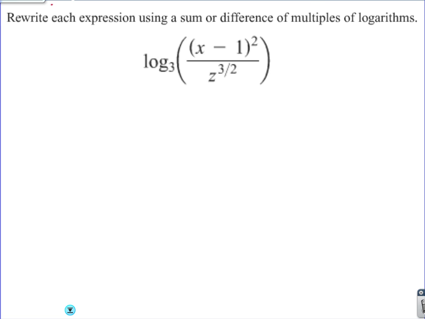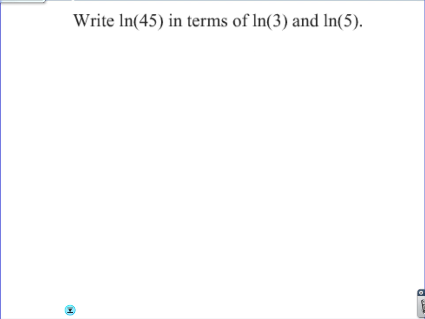Then we'll go into change of base tomorrow. Or Monday, excuse me. Write natural log of 45 in terms of 3 and 5. Any ideas? Yeah, you're going straight to the answer. That's perfect. It'll be 2 times log of 3 plus log of 5.